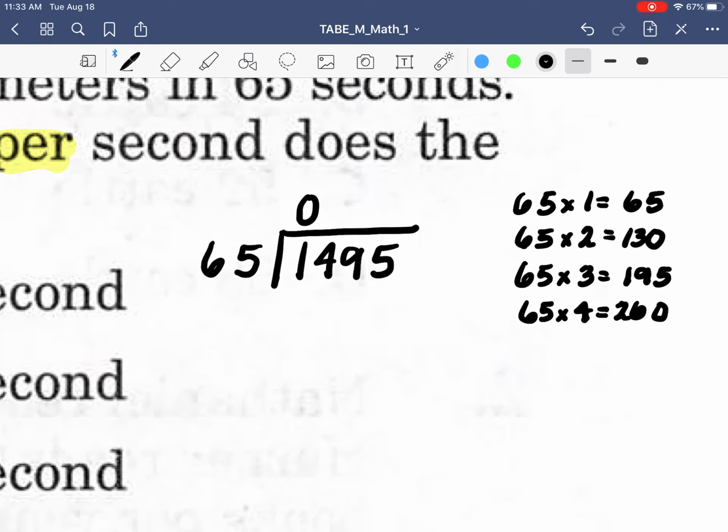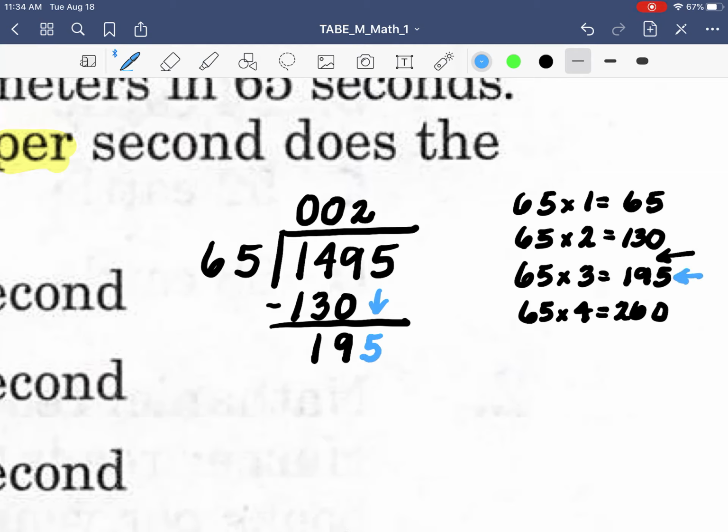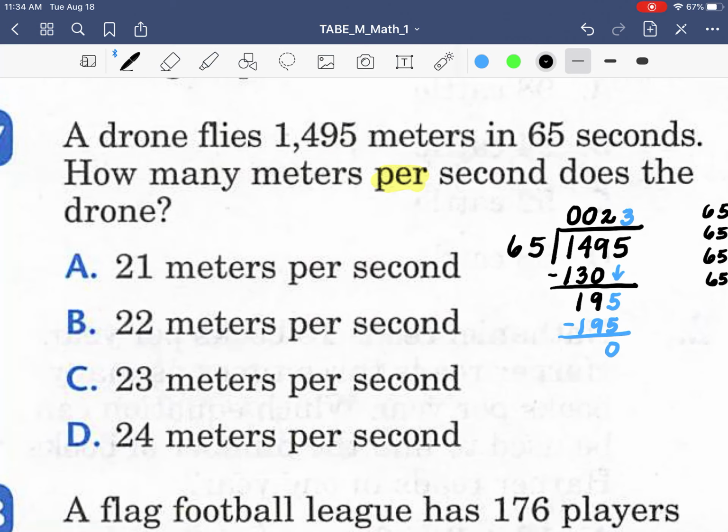65 into 1 cannot go. 65 into 14 cannot go. 65 into 149. It's going to be right there, so that's 2 times. And we'll use that 130. Be careful with your subtraction. And let's drop the 5. 65 into 195 is 3, with none left over. So it looks like 23 meters per second.